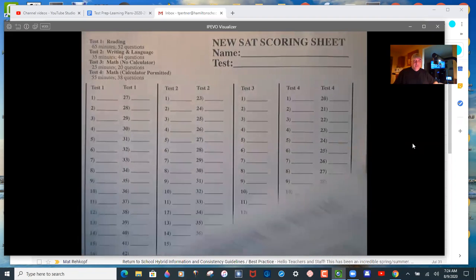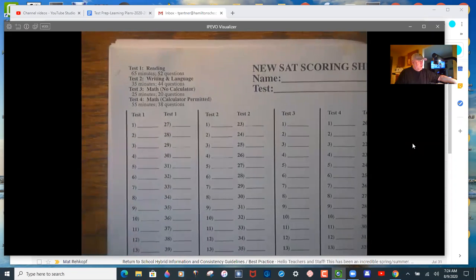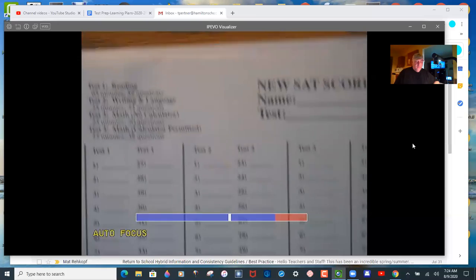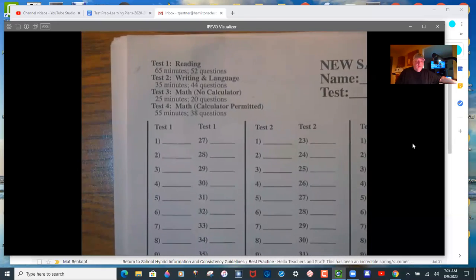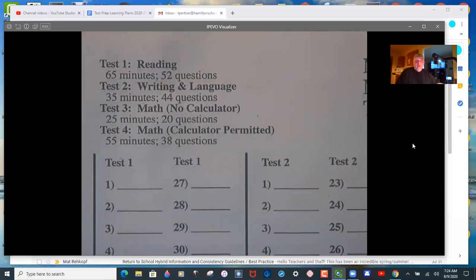So for a moment, I'm going to go to the sections of the SAT here. So here are the sections. Reading is 65 minutes and 52 questions. The writing and language, 35 minutes and 44 questions. The math, no calculator, 25 minutes and 20 questions. That is the tough part in math, is the no calculator. And then the math with calculator, 55 minutes and 38 questions.